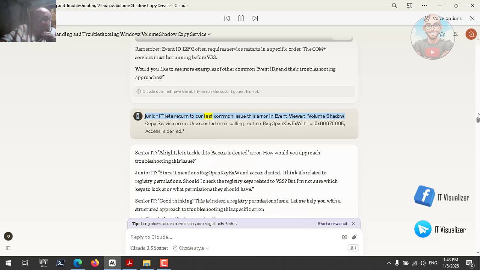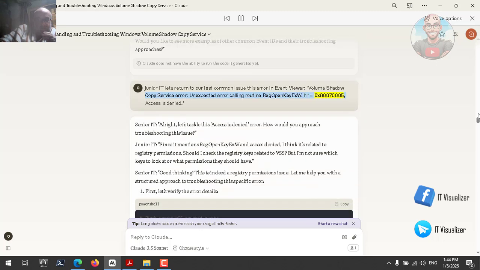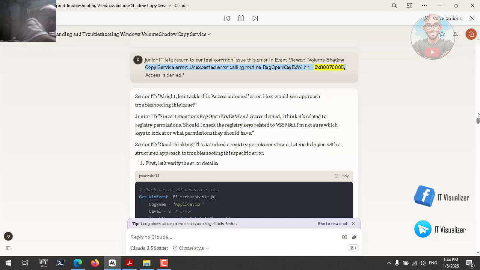Junior IT, let's return to our last common issue, this error in Event Viewer. Volume Shadow Copy Service error. Unexpected error calling routine RegOpenKeyEx. HR equals 0x80070005. Access is denied. Senior IT. Alright, let's tackle this access is denied error. How would you approach troubleshooting this issue?